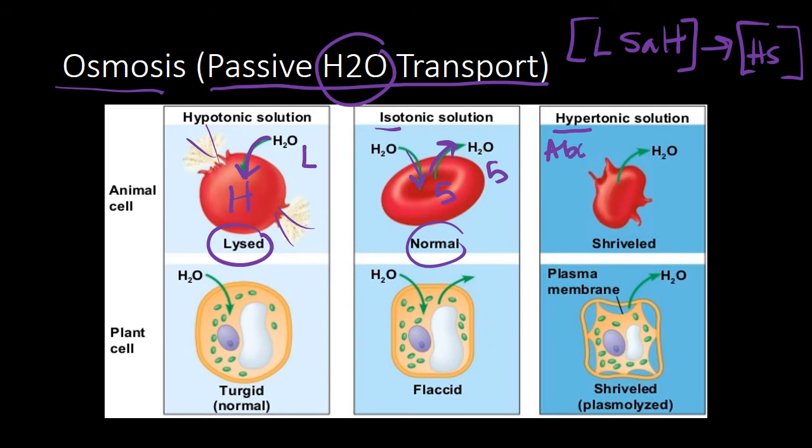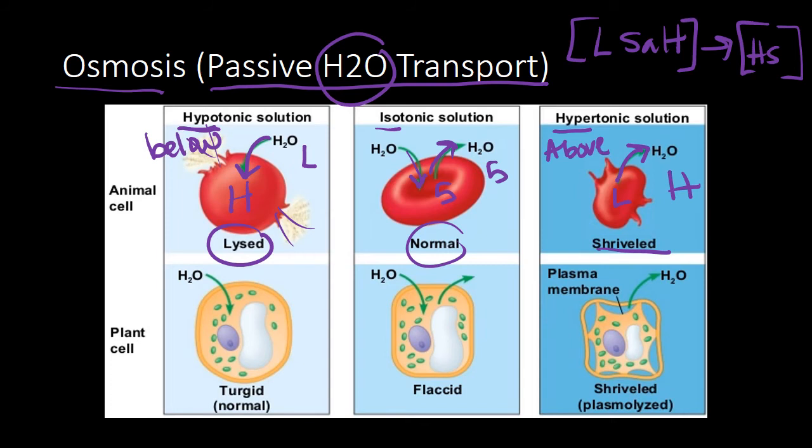Hyper means above. So that means the outside has high salt or sugar, the inside has low salt or sugar. Again, water follows the salt, water leaves your cell and it shrivels up. This is what happens when you are exposed to the Dead Sea. In the Dead Sea, it's high salt on the outside. Your water will literally leave your cells and you'll basically just shrivel up and die. By the way, going back to hypotonic, hypo means below.